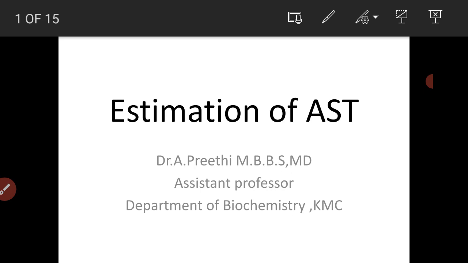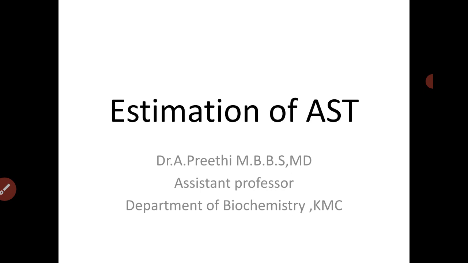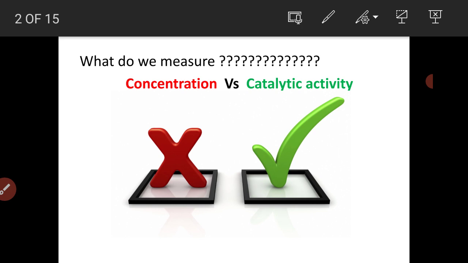Why is it so? Why don't we measure the molecular concentration of enzymes? It is because the quantity of enzyme present in the biological fluids is very minimal. Therefore, it is practically difficult to measure the concentration of enzymes. Therefore, we measure the biological activity or the catalytic activity of the enzymes. So what do we measure? We measure the enzyme's biological activity or catalytic activity. We don't measure the enzyme's concentration.